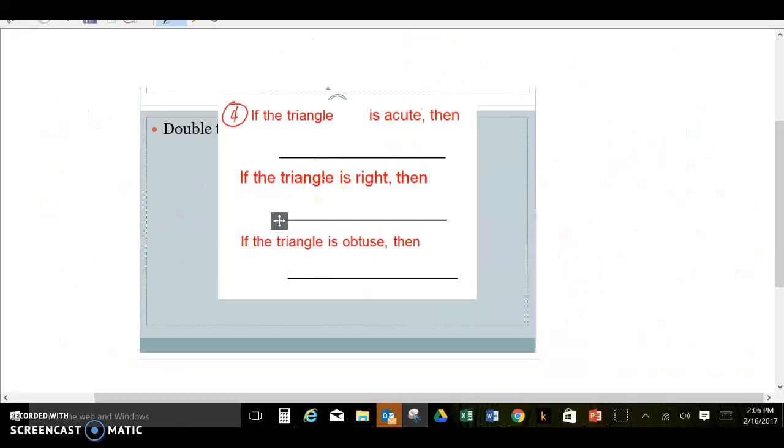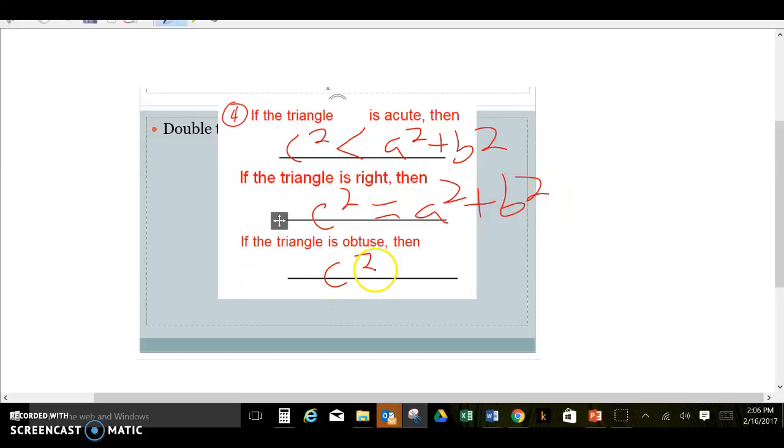All right, so we're going to conclude everything together. If the triangle is acute, then c squared is less than a squared plus b squared. If it's a right triangle, c squared is equal to a squared plus b squared. And if it's an obtuse triangle, c squared is greater than a squared plus b squared. Hopefully these notes help you with that worksheet that you're about to get.